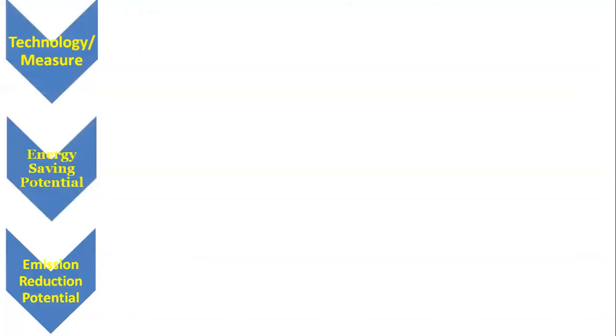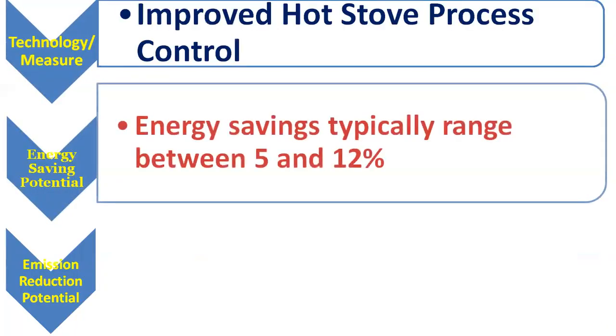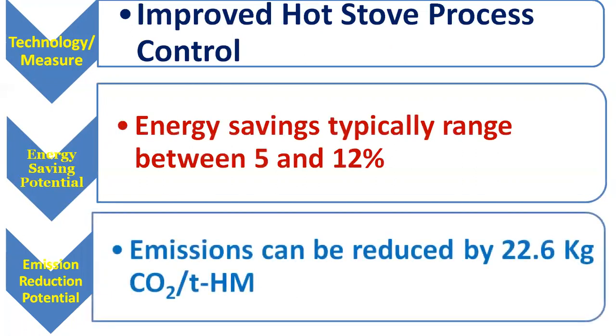So the next measure is improved hot stove process control. Energy savings typically range between 5 to 12% and may reach 17%. This may typically equate to 0.037 gigajoules per ton of hot metal. That's the energy savings that is expected. And emissions can be reduced by 22.6 kg of carbon dioxide per ton of hot metal by using this method.